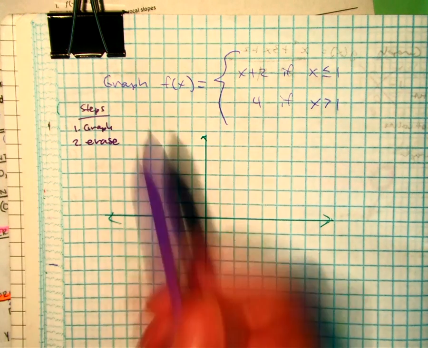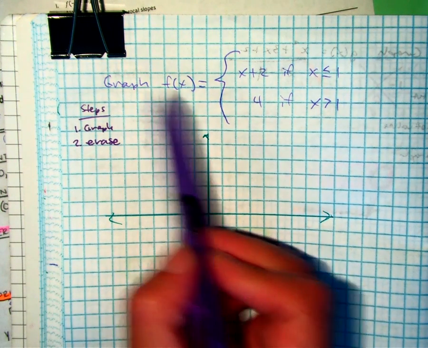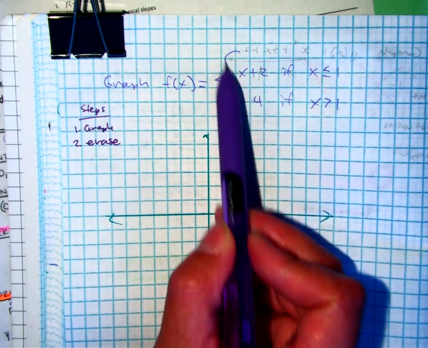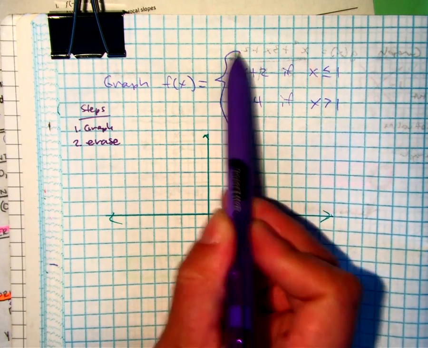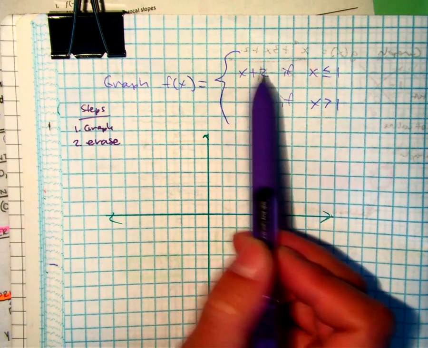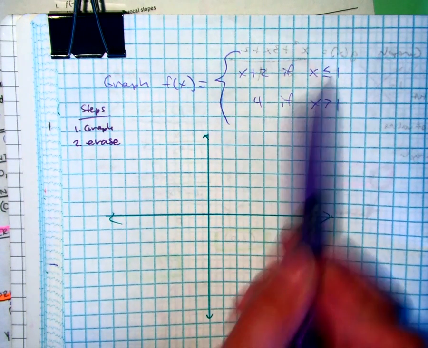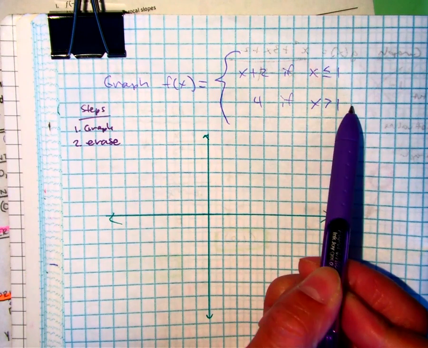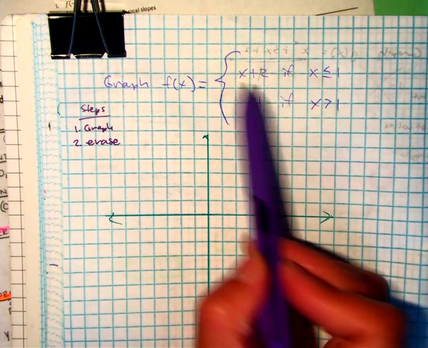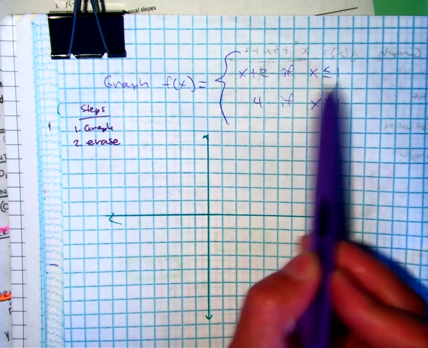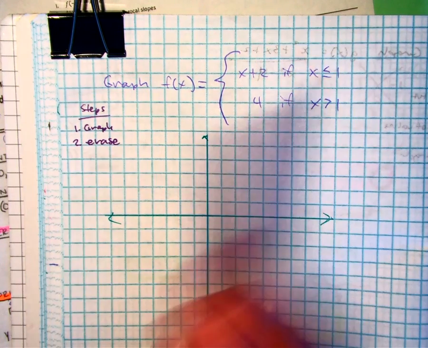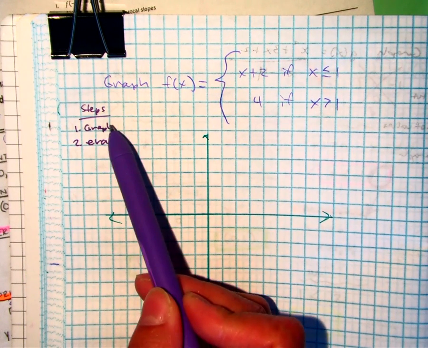Alright, for graphing piecewise functions, it tells you graph f of x. And here, this bracket or set notation is telling you that you have two pieces. It's separated by the if, so it gives you a restriction to look at. And our steps are, we're just going to graph these.